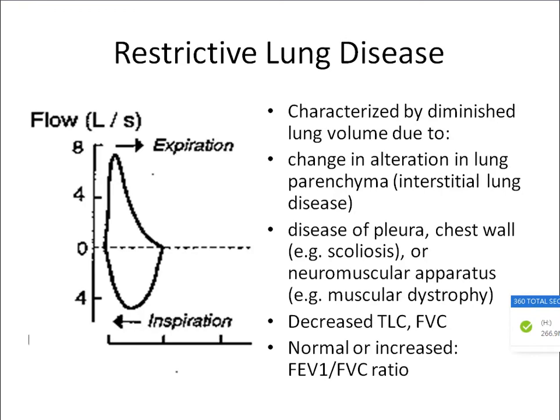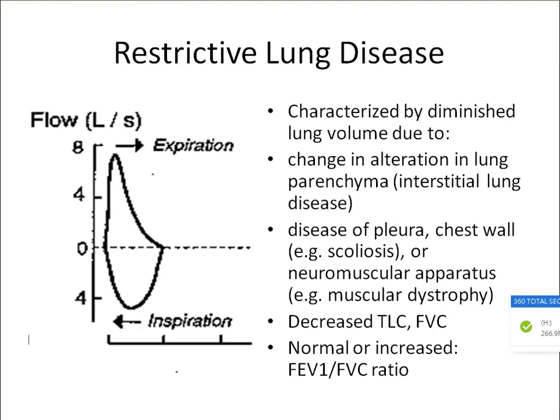In restrictive lung diseases, you see this flow volume loop. Because of the diminished lung volumes, the size of the flow volume loop is small. It is characterized by diminished lung volume due to alteration in lung parenchyma. Example, interstitial lung disease. Also diseases of the pleura and chest wall, like scoliosis, or neuromuscular diseases like muscular dystrophy.